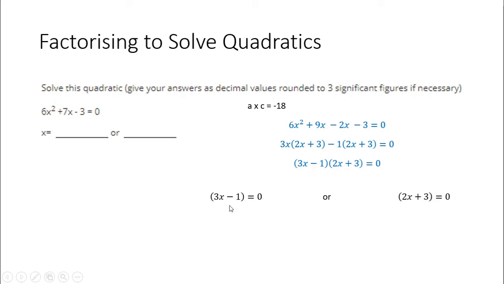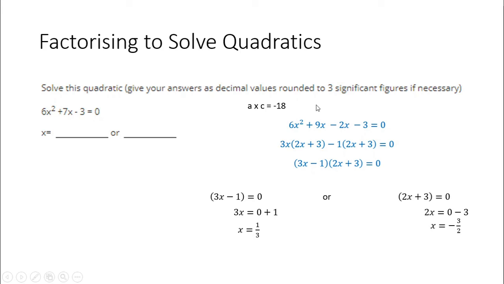So let's start with this one. If 3x minus 1 equals 0, let's rearrange to find out what x is. 3x would be equal to 0 plus 1, just pulling that one across. So x would be equal to a third. In this case, to make this equal to 0, let's get the x on its own. 2x is equal to 0 minus the 3, and x is equal to negative 3 over 2.